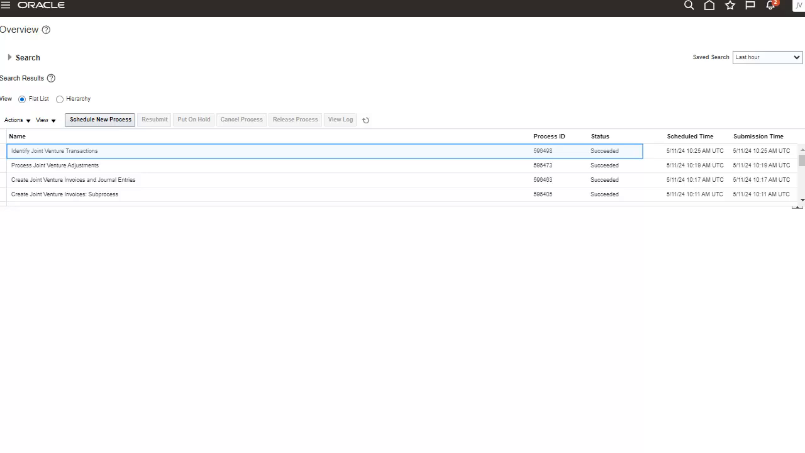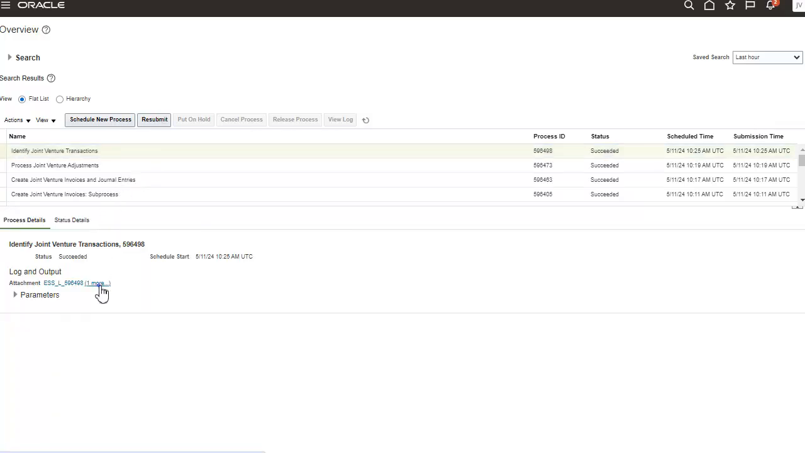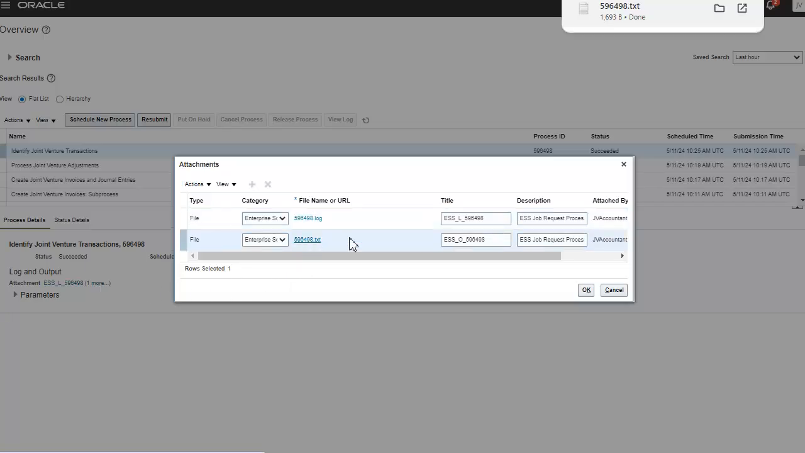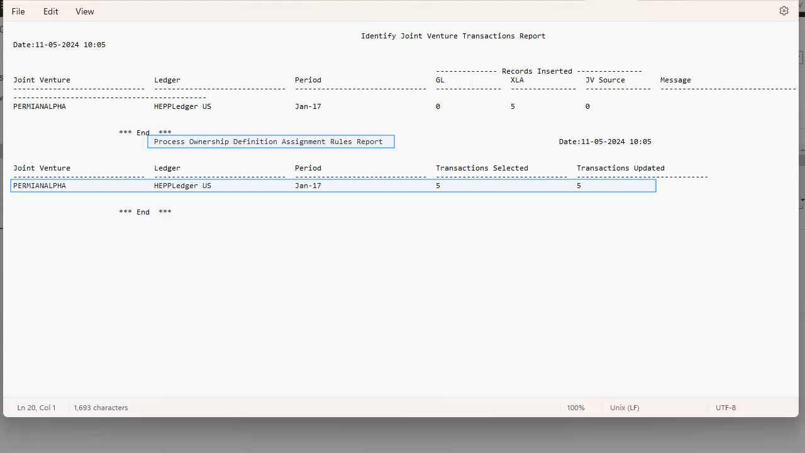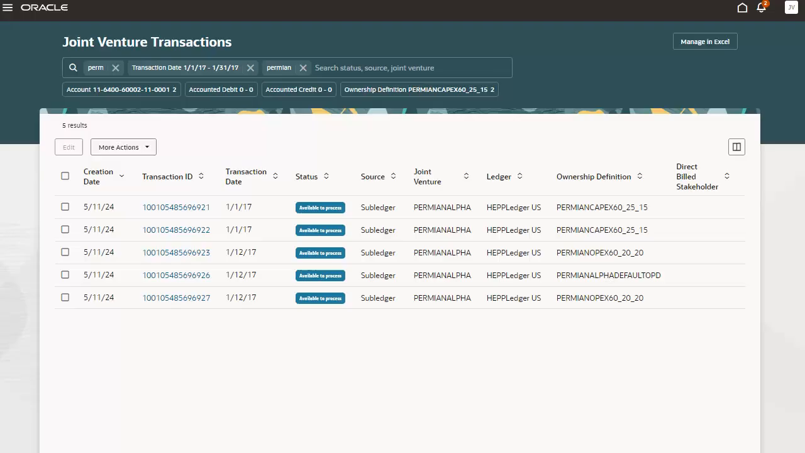Verify that the process completed successfully. Note that 5 transactions have been identified for joint venture processing. The ownership definition assignment rules have been processed for these transactions. Here are the 5 identified transactions in the joint venture transactions work area. Note that the status is available to process.